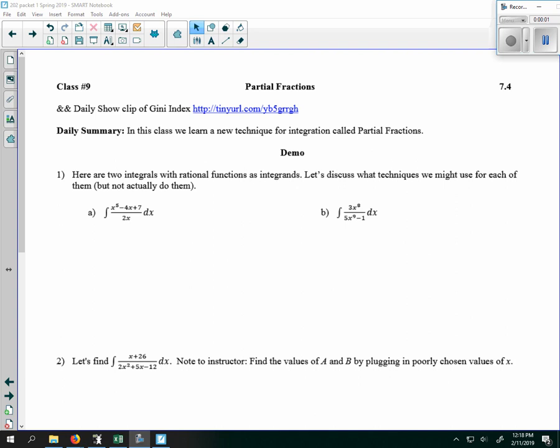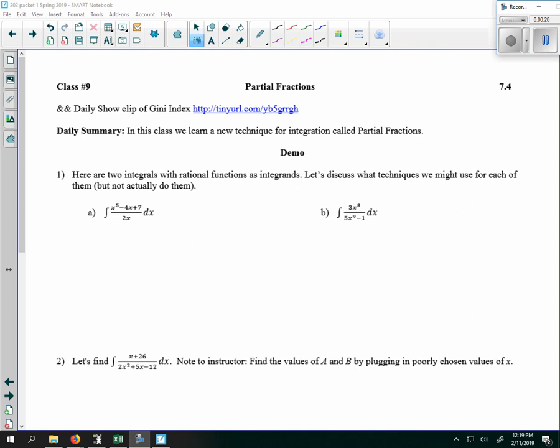In this class, we learn a new technique for integration called partial fractions. So here are two integrals with rational functions as integrands, fractions as the integrands. Let's discuss what techniques we might use for each of them, but not actually do them.